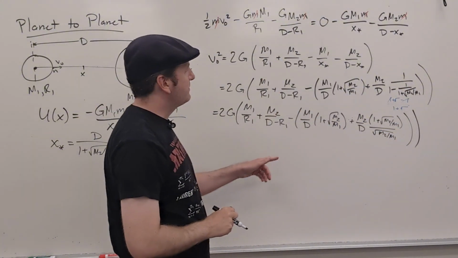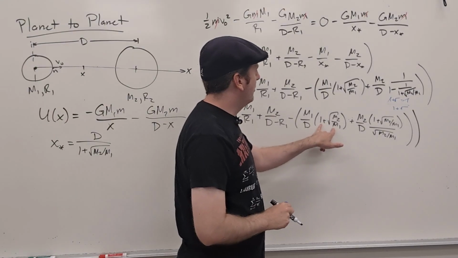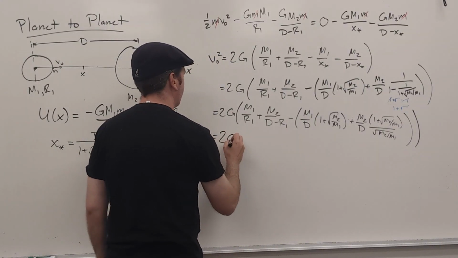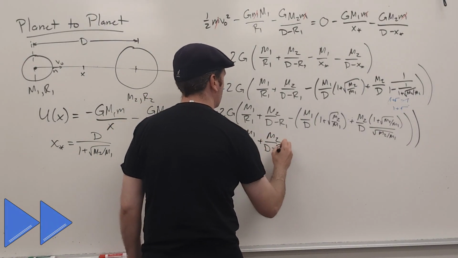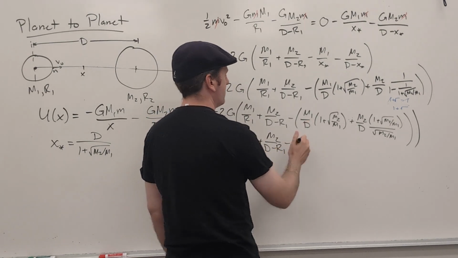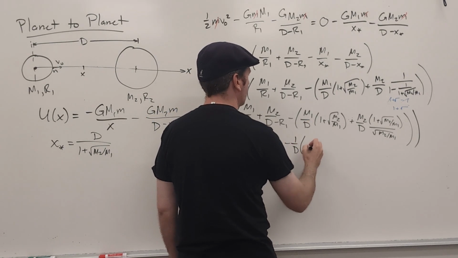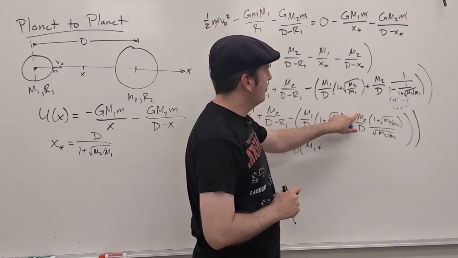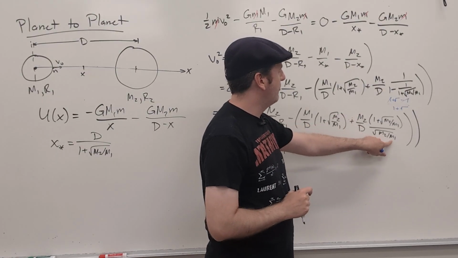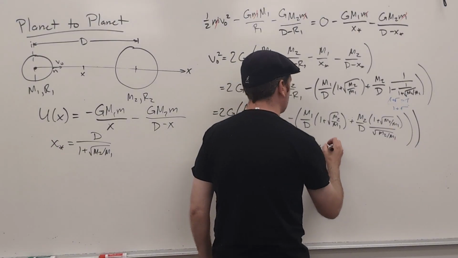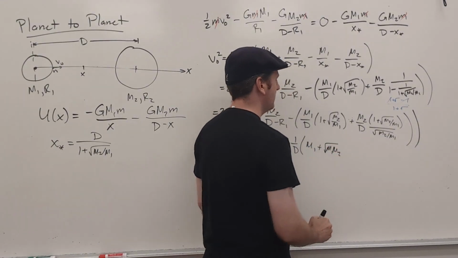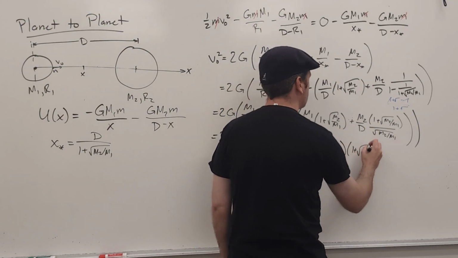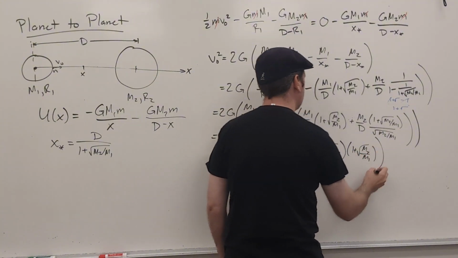Okay, what can we do next? Well, we can see that both of these terms have this square root, and they also both have a D in them. So we can factor that a little bit. I'll go ahead and pull the 1 over D out to the front of everything. Okay, so look at this though. M2 over the square root of M2 over M1 is just going to be the square root of M1 times M2. And then we also have this 1 plus the square root of M2 over M1.